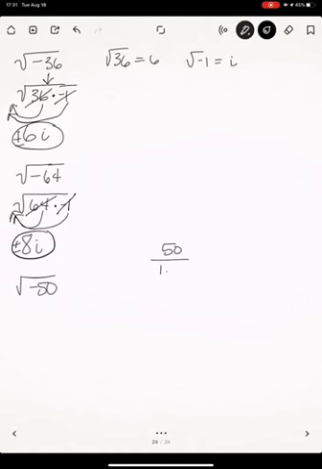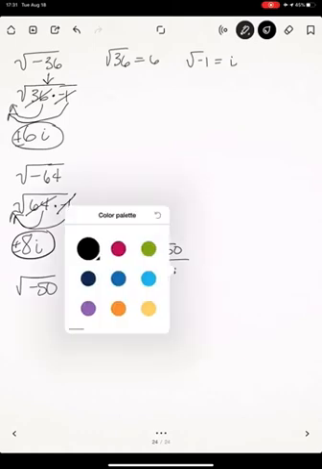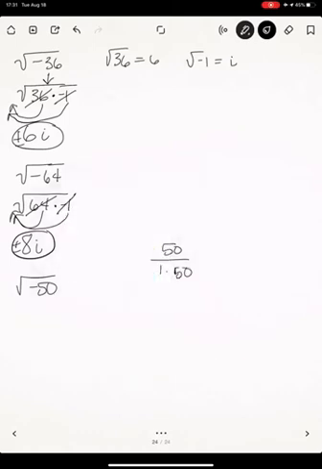So we have 1 and 50, 2 and 25, there's no factor of 3, no factor of 4, 5 and 10. Okay, those are our 3 sets of factors for 50. Now the one that has the highest perfect square is 25, because 50 is not a perfect square, 2 is not a perfect square, 5 is not a perfect square, and 10 is not a perfect square.